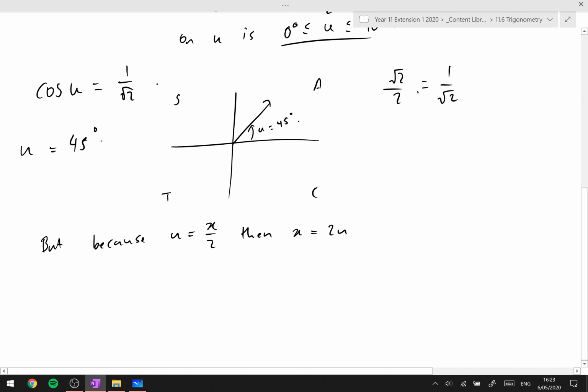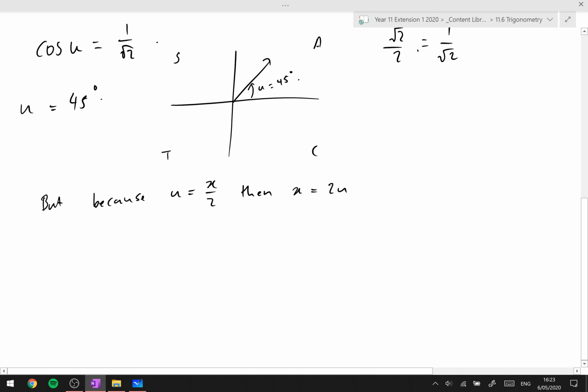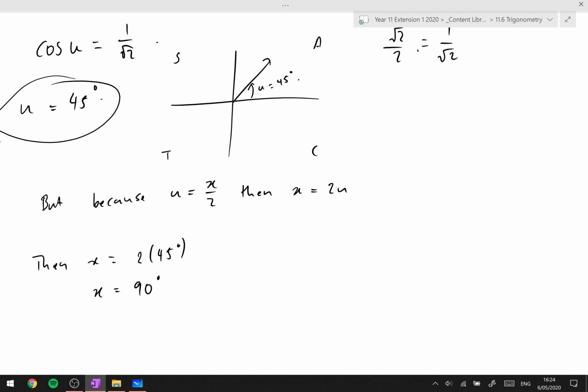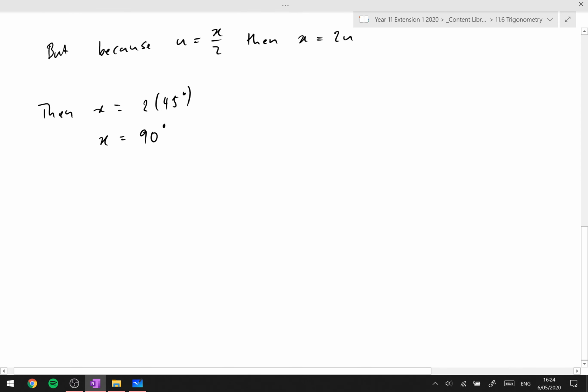But what does that mean for x? Well, if x is 2 lots of u and u is equal to 45 degrees, then x is equal to 2 lots of 45 degrees. So x is equal to 90 degrees, okay? And that's effectively how we answer it. Okay, so basically you halve your answer and then solve it as you normally would, and then you basically say, okay, what did we do to it? Let's pull back what we did. Okay, so let's do part B, and hopefully this one will make it a bit clearer.